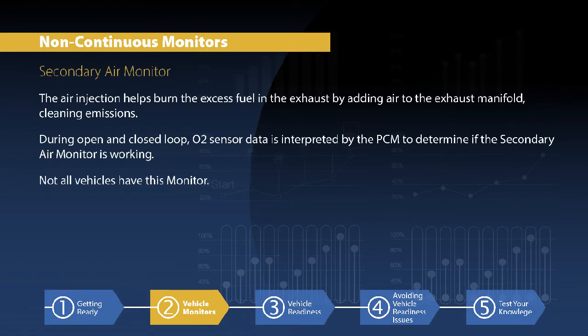When equipped, the secondary air monitor allows the PCM to ensure that extra air is being delivered to the exhaust system during cold engine operating conditions. This extra air helps heat the catalytic converter quickly when the engine is first started. The PCM uses the signal from the upstream oxygen sensor to detect the presence of extra air in the exhaust manifold supplied by the AIR system.